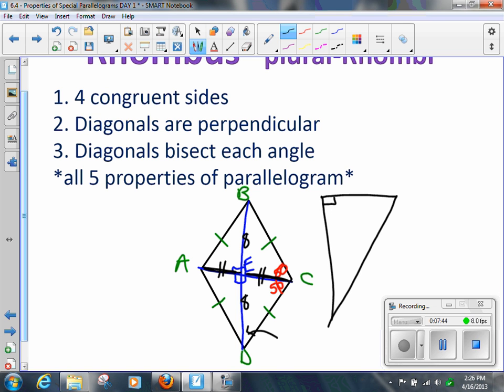I'm just blowing it up, okay? Right here. If I know that angle is 50 and I know this is a right angle, how are you going to find that one right there? 180 minus 90 minus 50, which is 40 degrees.